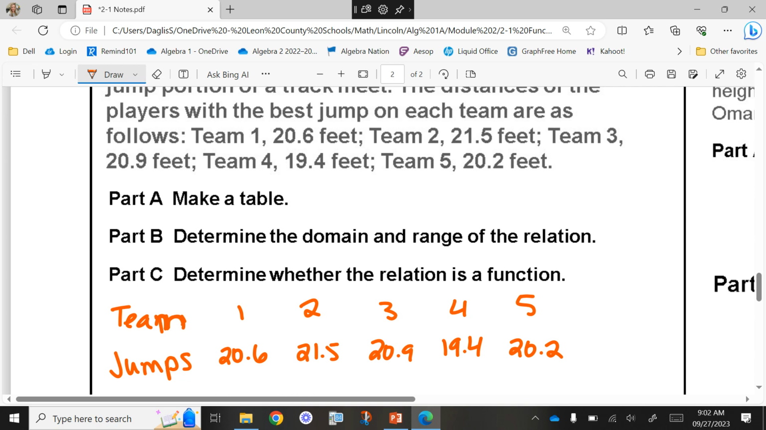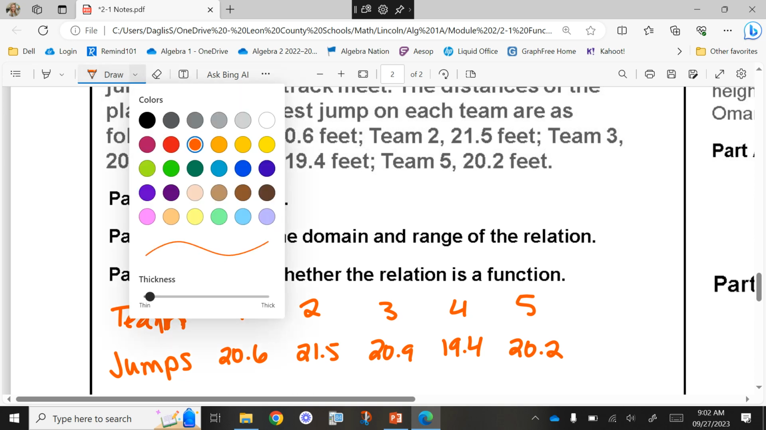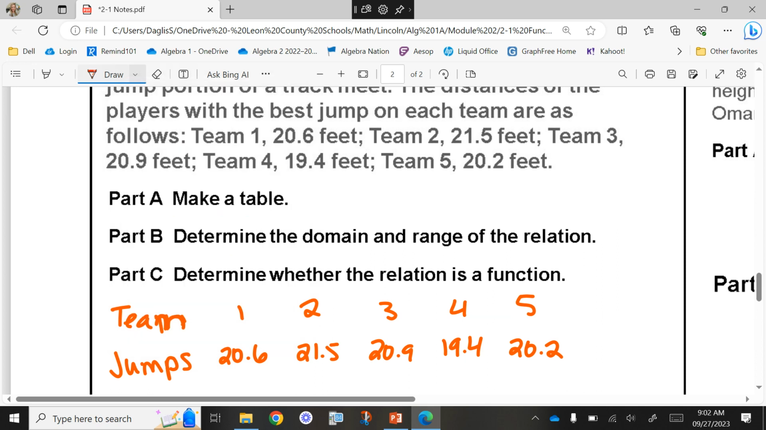Determine the domain and range of the relation. So what's the domain going to be? Is it going to be the teams or is it going to be the jumps? The teams. This is our domain. So my domain, we do this cool little squiggly. It's just going to be 1, 2, 3, 4, and 5. Okay, you're just listing the X values.